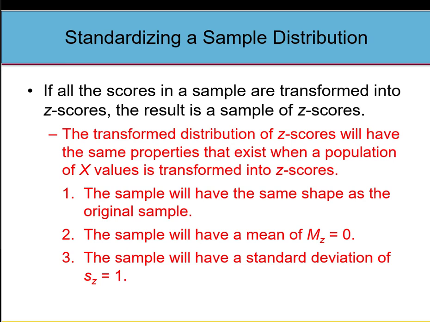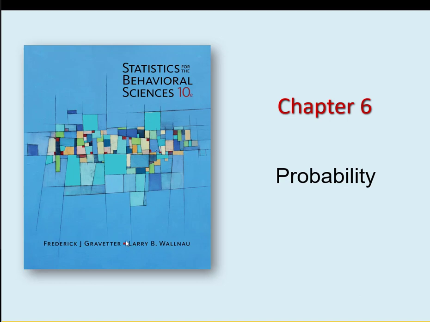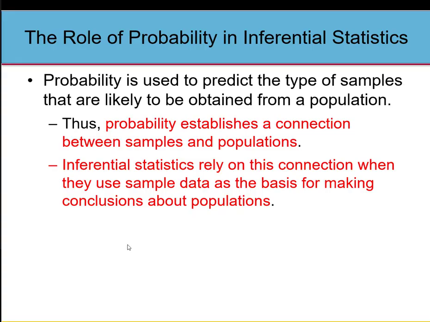All right, so if all the scores in a sample are transformed into z-scores, the result is a sample of z-scores. Transformed distribution of z-scores will have the same properties that exist when a population of x values is transformed into z-scores. The sample, I've already said this, will have the same shape, it will have a mean of 0, and a standard deviation of 1. Now we're looking at the Latin, right? We're now talking about samples as opposed to population. That's the only difference. Okay, let's move into probability.